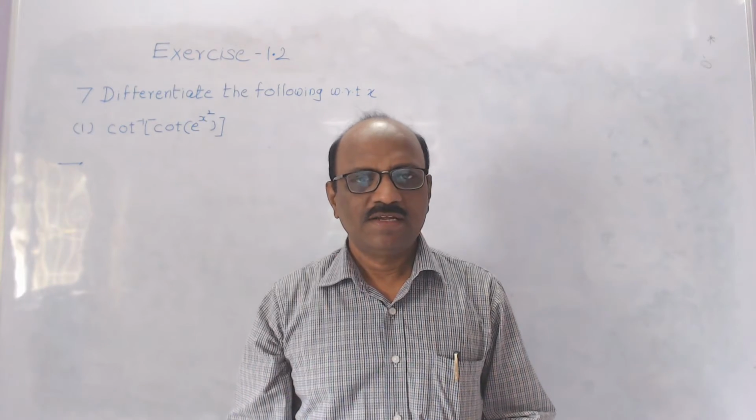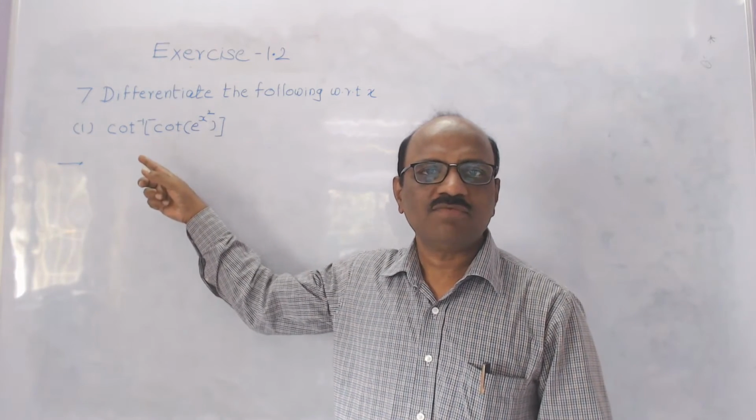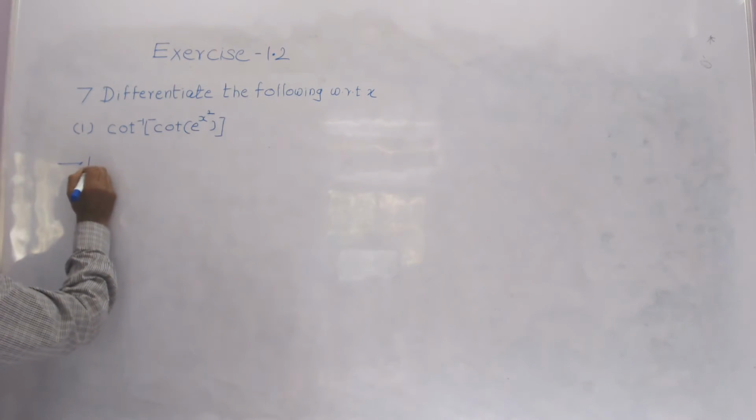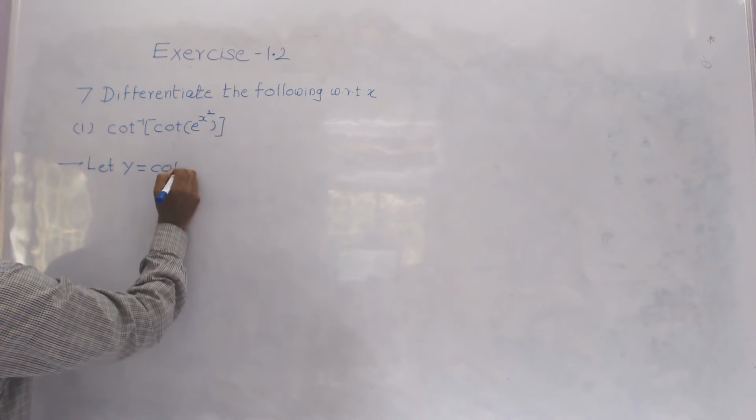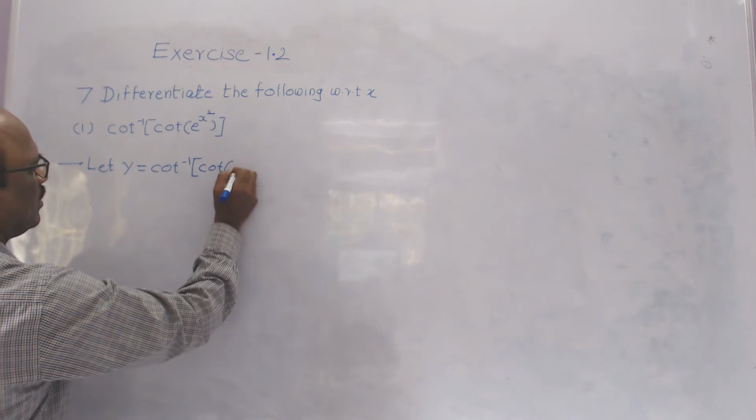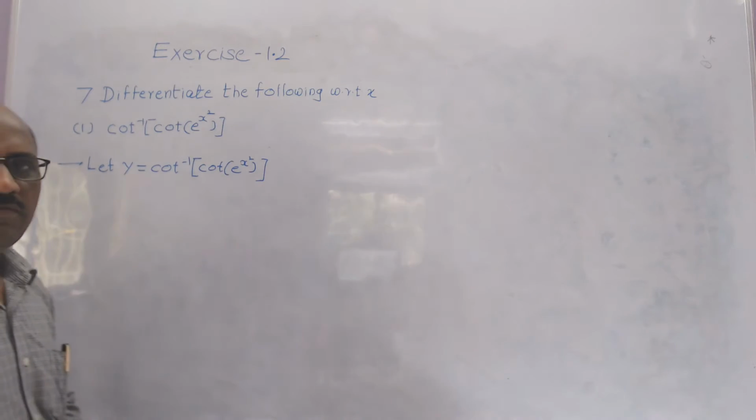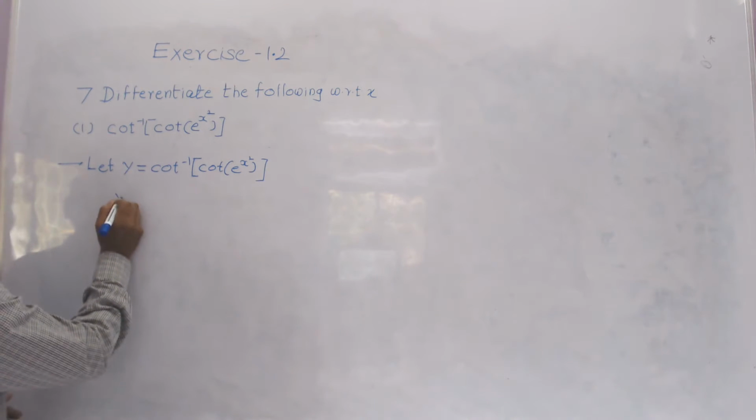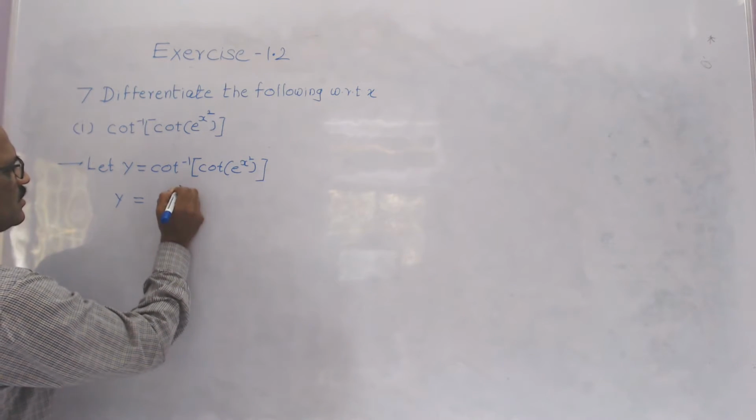Question number 7. Differentiate the following with respect to x, and the first example is cot inverse of cot of e raised to x square. Now here let y is equal to cot inverse of cot of e raised to x square. We know that cot inverse of cot of theta is theta, and by using that formula you will get y is equal to e raised to x square.